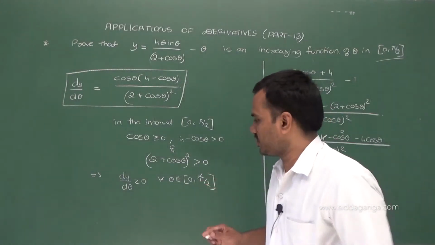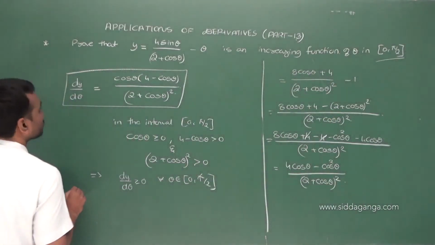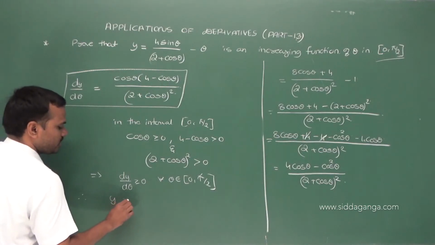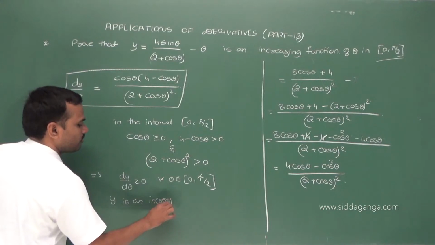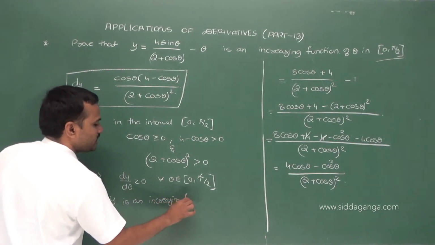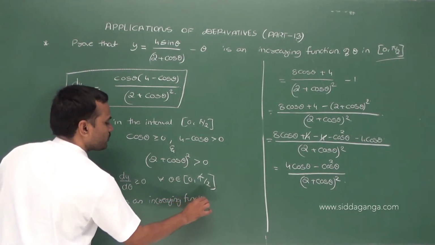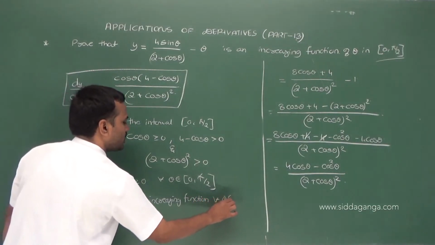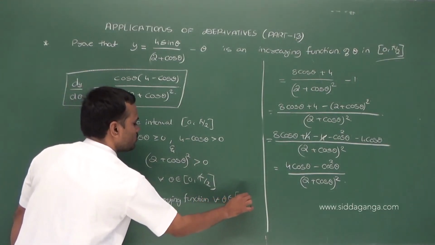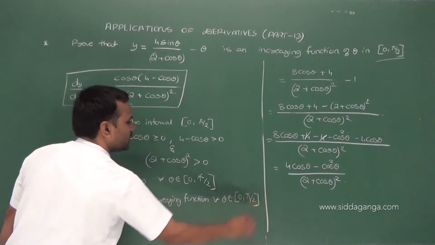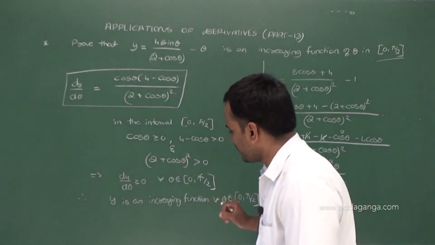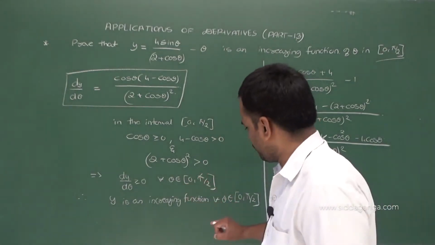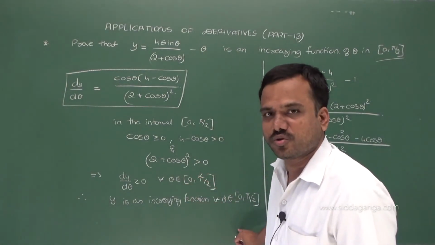Then what is the conclusion? Therefore, y is an increasing function for all theta belongs to 0 to pi by 2.